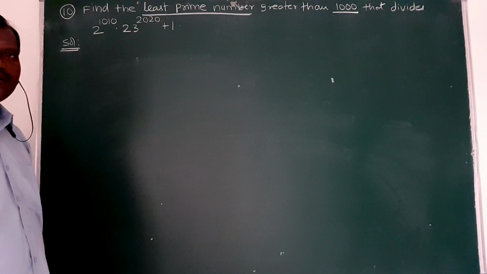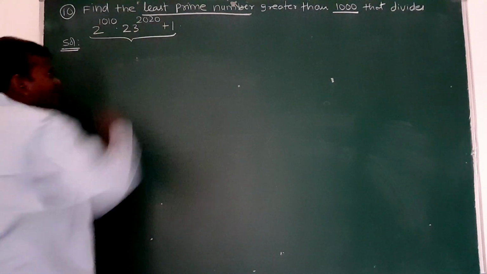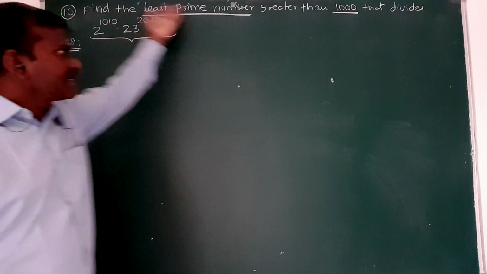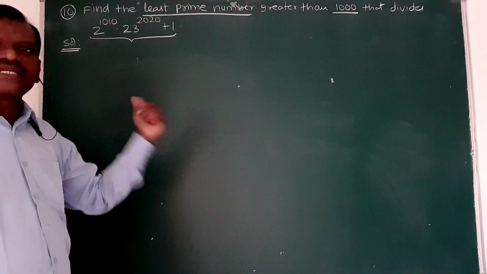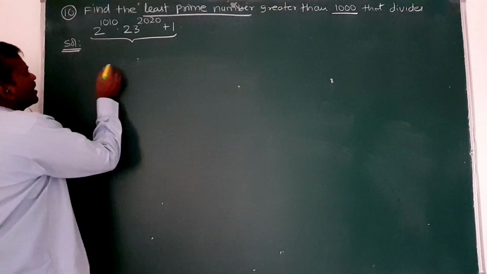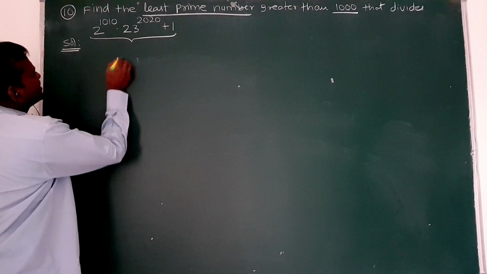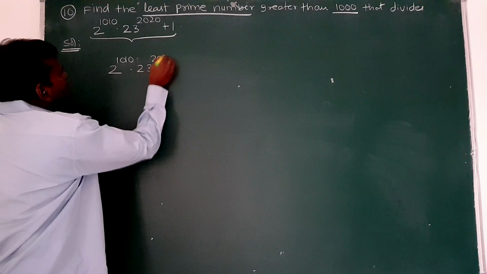That is the question. So first I will simplify this part. Then I will think of which number divides this such that it is a prime number and also greater than 1000. So given that 2^1010 × 23^2020 + 1.